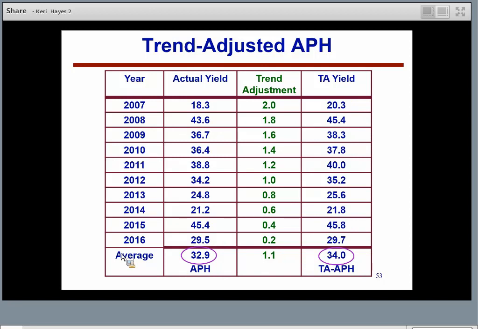But the basic idea is that it accounts for a trend in yields, and it allows you to achieve a higher guarantee. So here you can see using the trend adjusted yield, the APH is 34 bushels, whereas without it, it's 32.9. Okay, so it allows you to increase your guarantee.